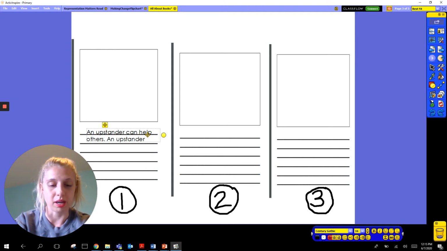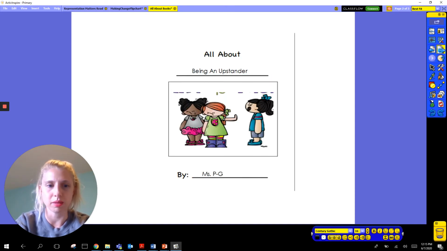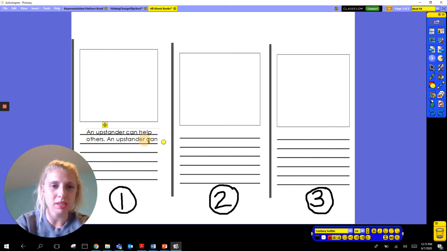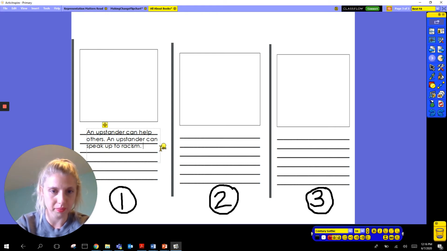Start, sentence frame, an upstander can speak. I wrote, let me go back and check. I think I wrote speak up to racism. Speak up to racism. So that's what I'm going to write. So this, the can, have, are chart really helps me think about what I'm going to write. An upstander can speak up to racism. Period.